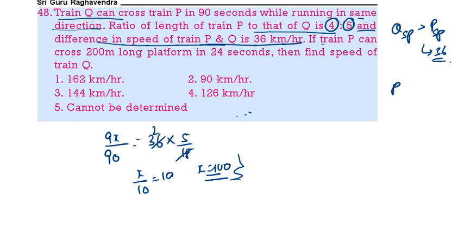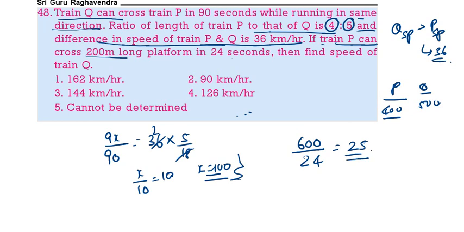If x value is 100, the lengths of P and Q are 4 and 5. So P will be 400, Q will be 500. So total 900. If P is crossing a 200 meter long platform, P is 400. 200 meter long platform means 400 plus 200, 600. In how many seconds? 24 seconds. Then it will be equal to 600 by 24, that is 25 meter per second.